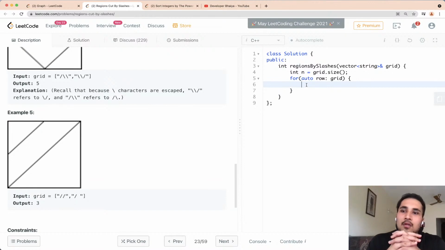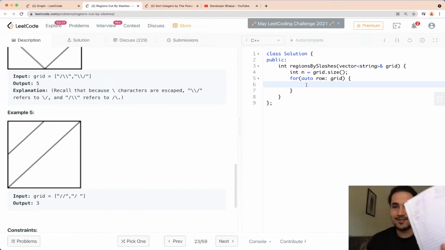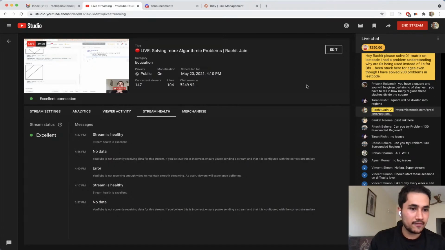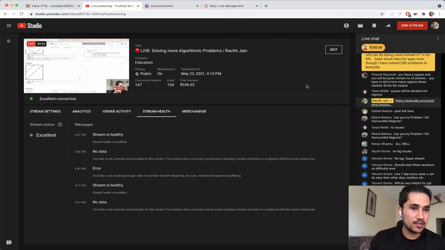So how should I proceed? Let me think. So we have a graph, and I'm using pen and paper. I recommend you also do that. And I'm just going to go in the chat and see if anyone is okay. So there are no lag issues. That's good. Someone is saying it's really a tough problem. So yeah, it's tough, but we will have fun. We will solve this.